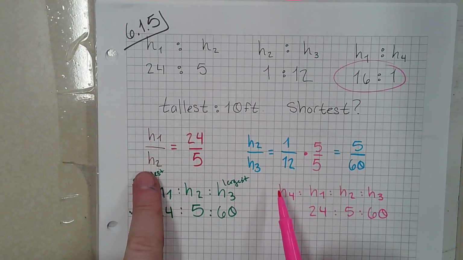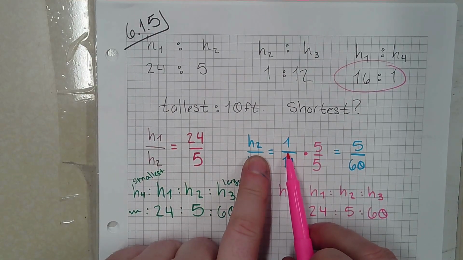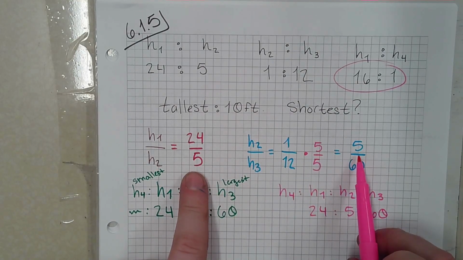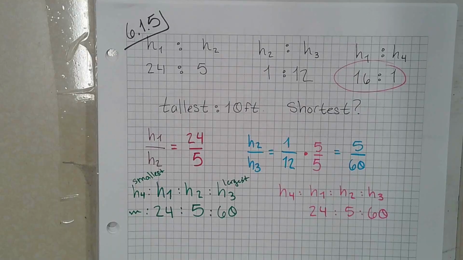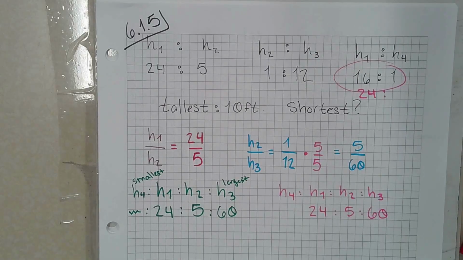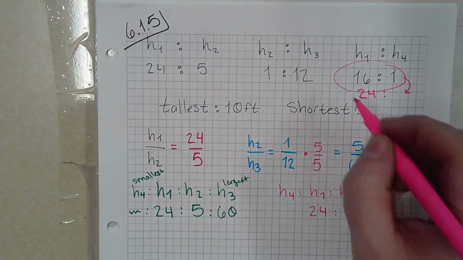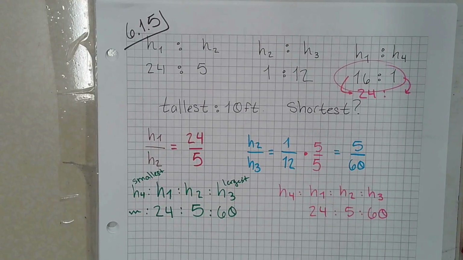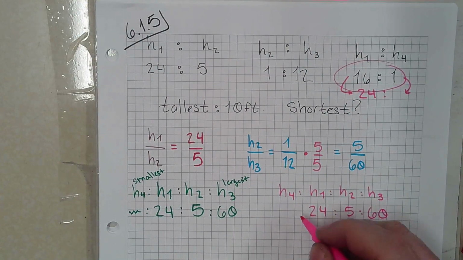We knew height 2 is 5, and this is 1. So if we times it by 5, now they compare, right? They're going to be the exact same number. So how do I turn this into a 24? And then whatever I do there, I'm going to do to this as well. And that'll tell me what height 4 should be in comparison to this.